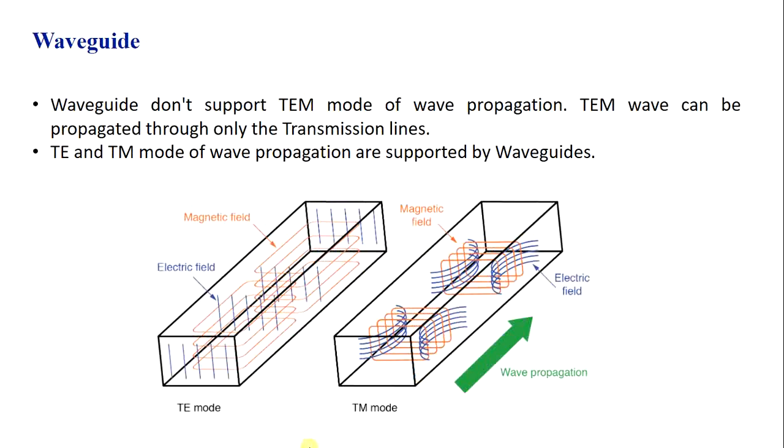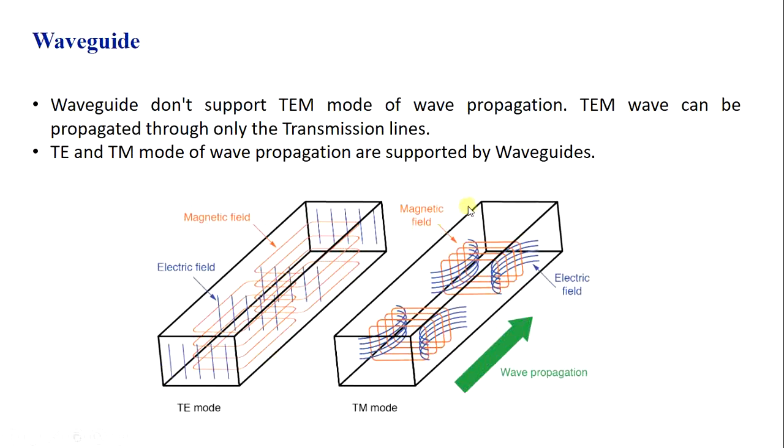Waveguides do not support the transverse electromagnetic mode of wave propagation, as I said in the first slide. So a TEM wave cannot propagate through the waveguide, but it can propagate only through the transmission lines. And a waveguide supports the transverse electric and the transverse magnetic mode of wave propagation. As you can see in the figure, there is a rectangular waveguide, and through it the transverse electric mode and the transverse magnetic mode are shown.